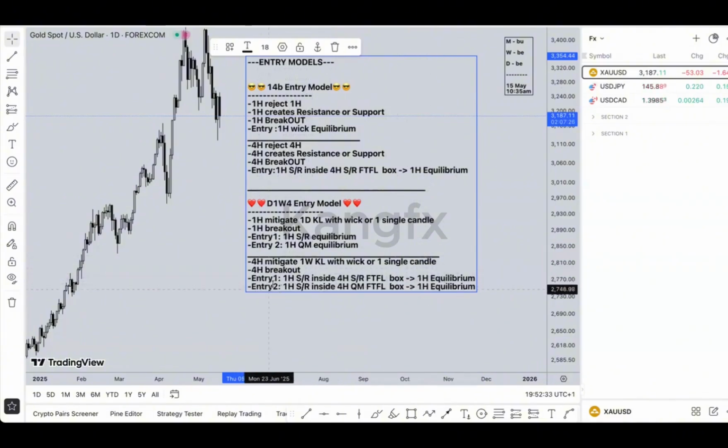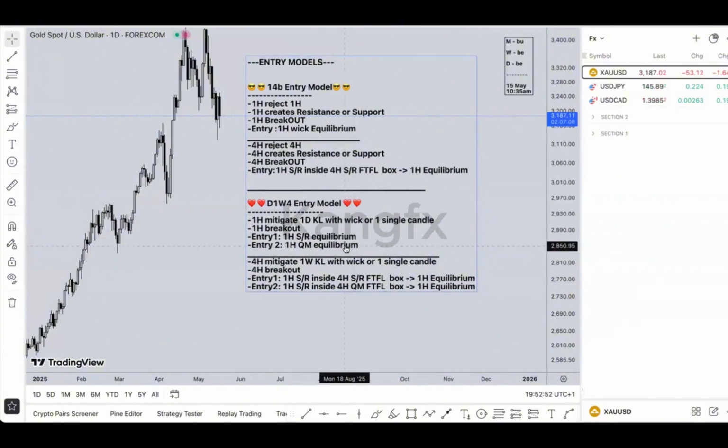The second type of entry is going to come from the 4 hour QM, which is going to be our FTFL box. Then we move down to 1 hour to get STFL. When you get the STFL on 1 hour, then we use the equilibrium from 1 hour. So that's simply how to use it.